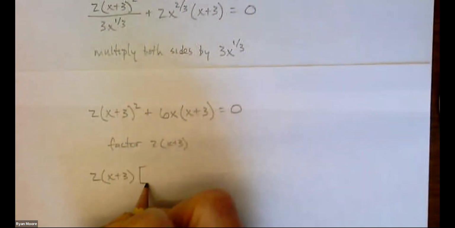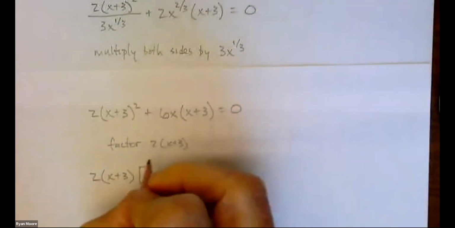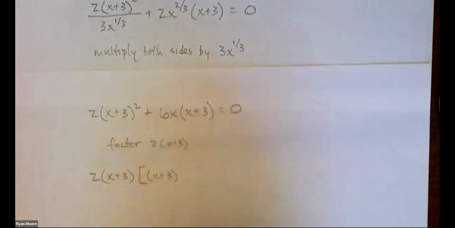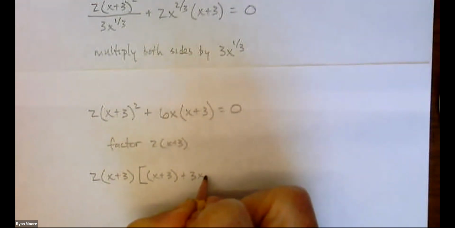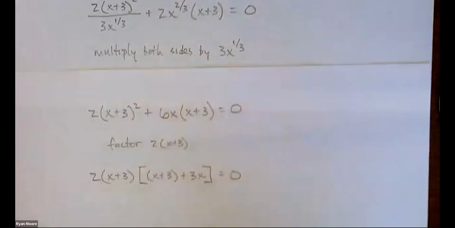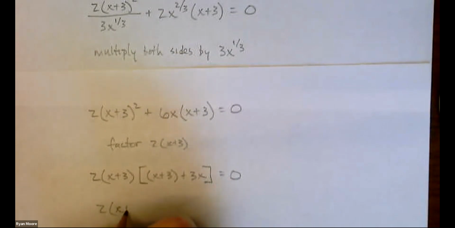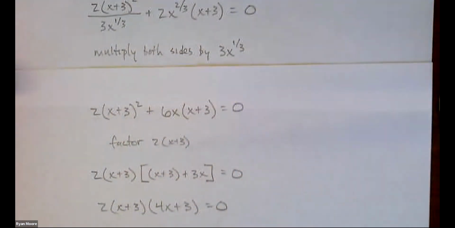Okay, let's factor that out. 2 times x plus 3. What would that leave behind? Well, we still have an x plus 3 for this first term, and we still have a 3x for this term. And just like that, we factored, we can simplify here. 4x plus 3. And boom, look at that.